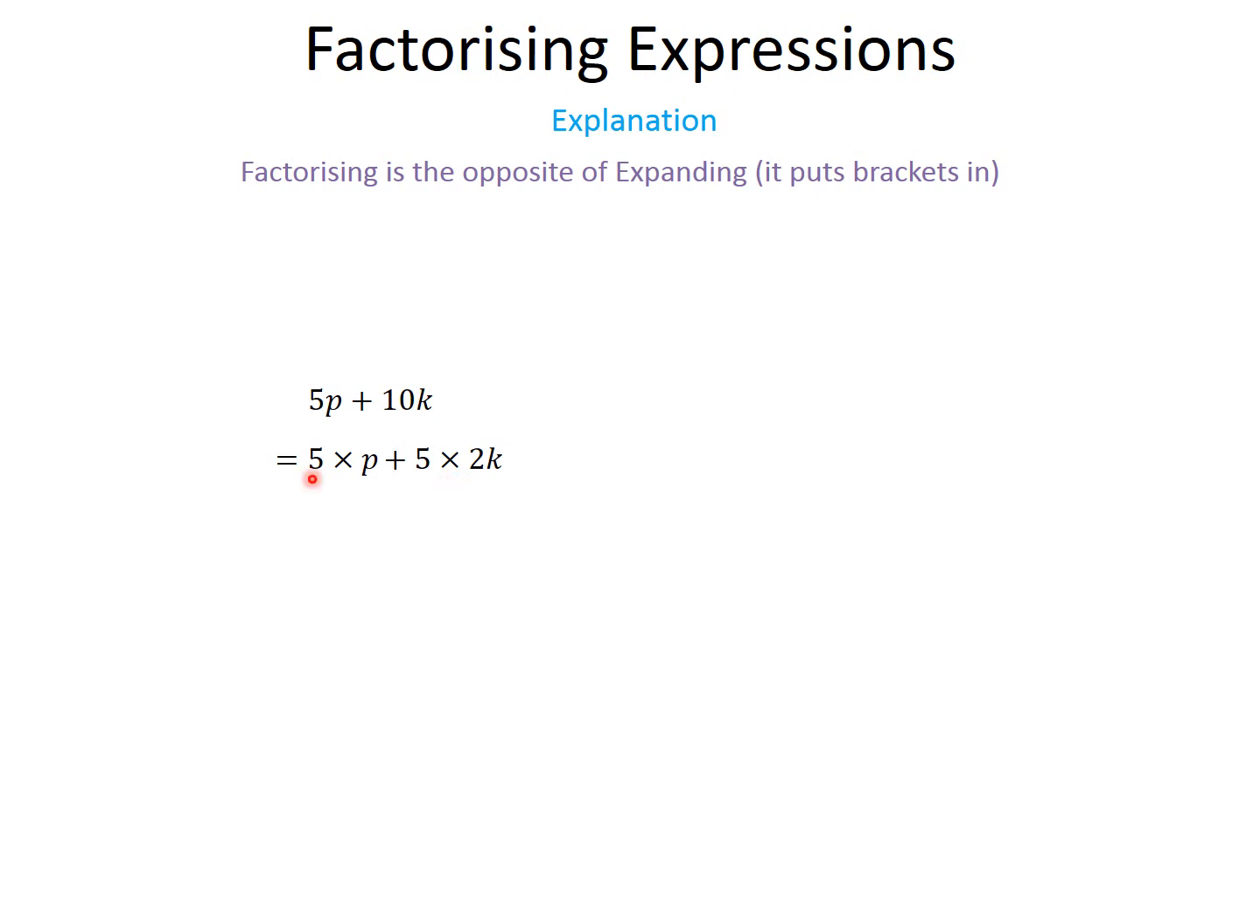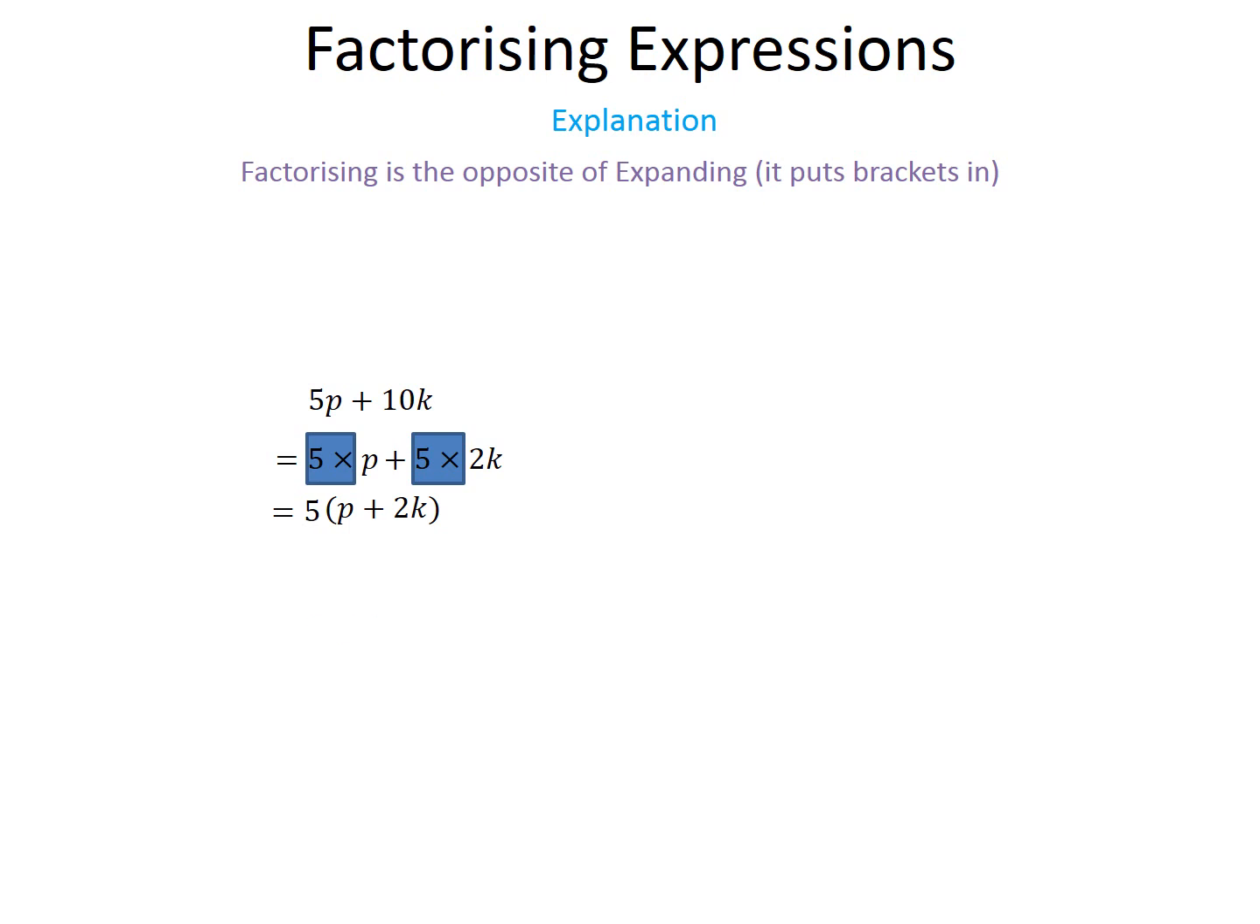But notice here, I've got a 5 times here, and a 5 times there. I'm going to put that out the front. So I'm going to say that, right, I'm going to use that 5 now. And what that means is that I can now block out this 5 times and this 5 times, and I can look at what's left over. And so p plus 2k is what's left over. That now goes inside my brackets.